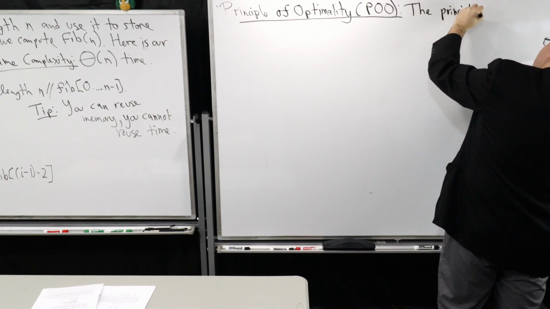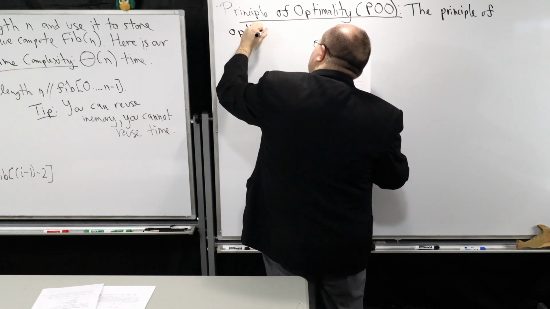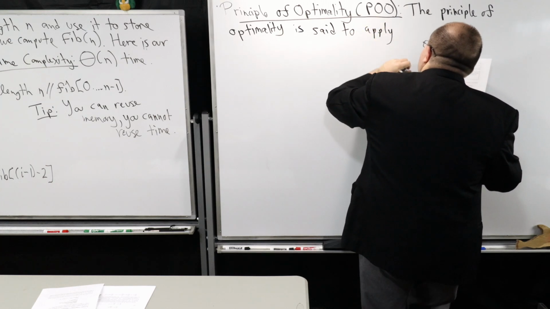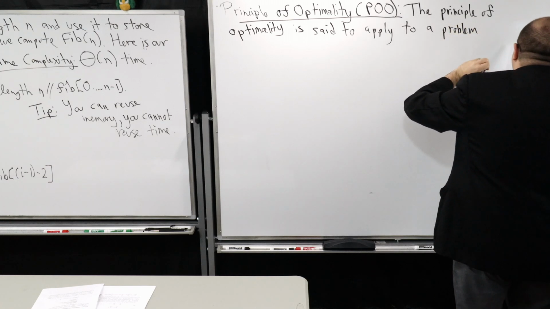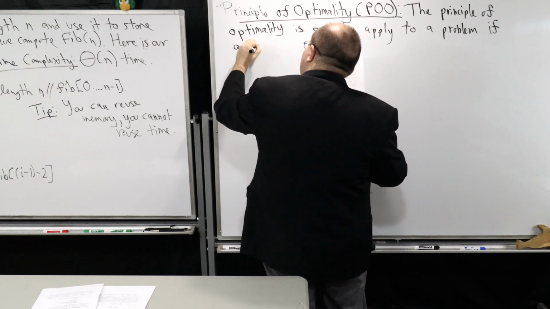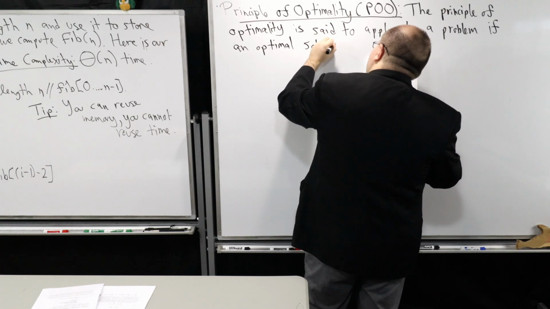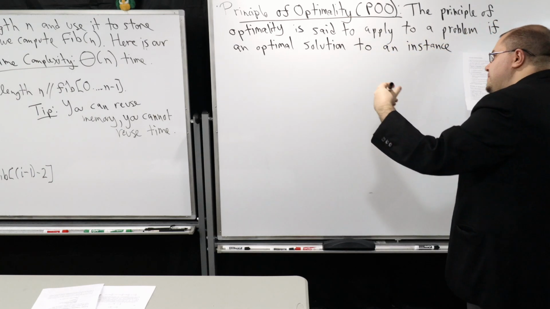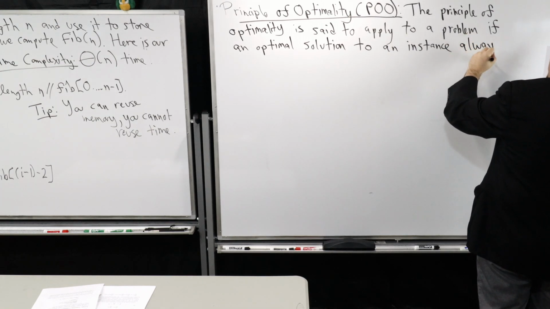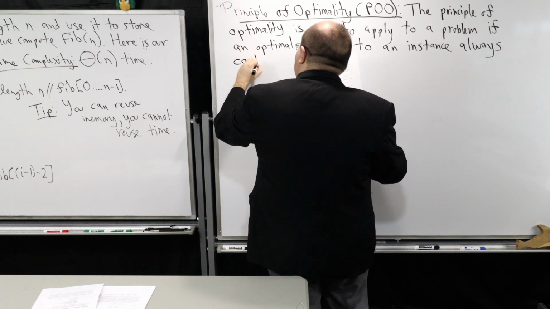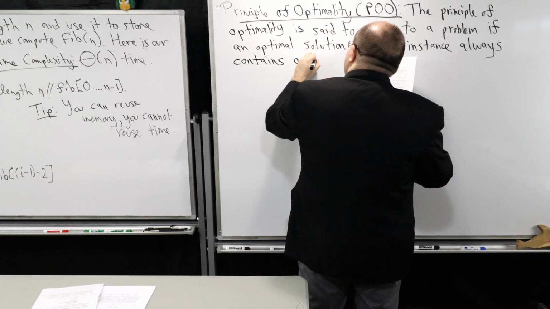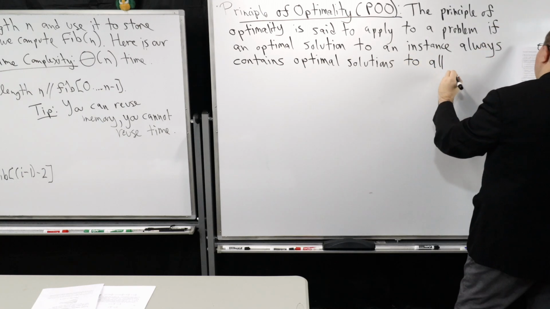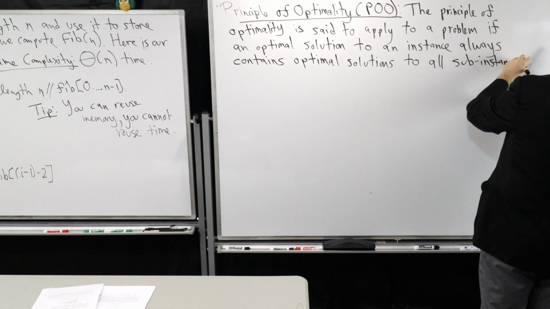The principle of optimality is said to apply to a problem if an optimal solution to an instance, and when I say instance, I'm talking about an instance of the problem, to an instance always, now this is the most important part, always contains optimal solutions to all sub-instances of that instance.